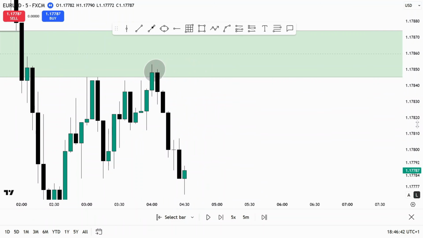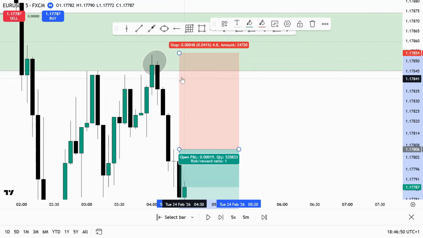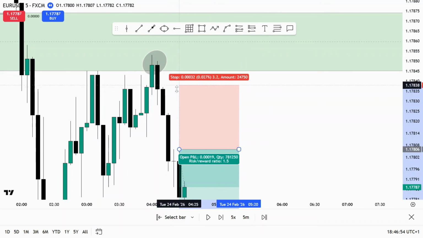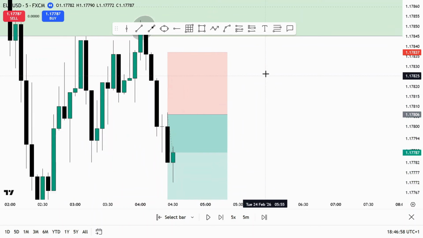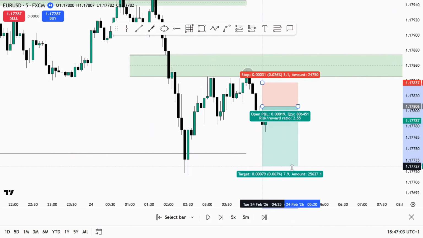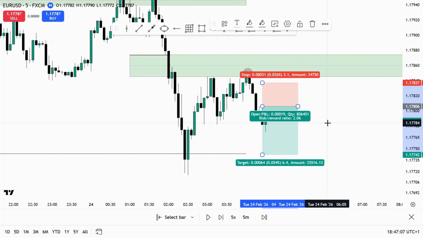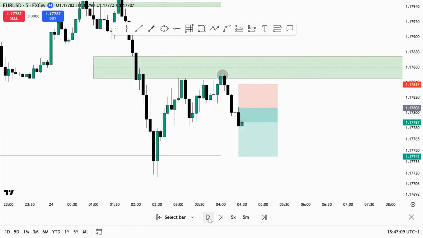So here, how could we have taken this trade? After this market structure shift, price left a fair value gap. We could take our trade from this level. We'll place our stop loss just at this high, or we can be more aggressive and place it maybe around here, and then we target the external range liquidity, or we just target the standard 1 to 2 risk to reward ratio. And this is exactly how price played out.